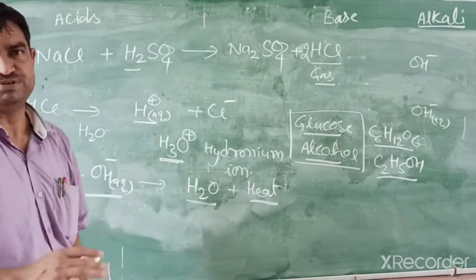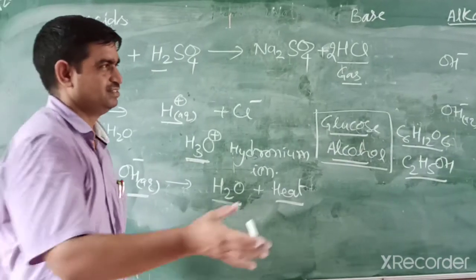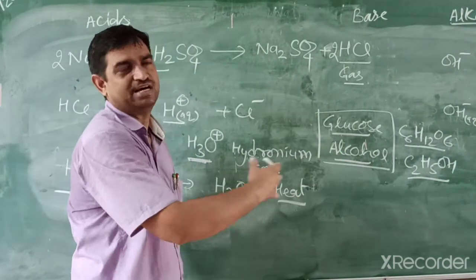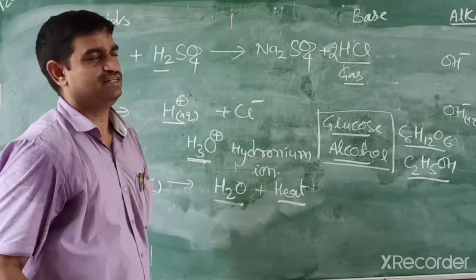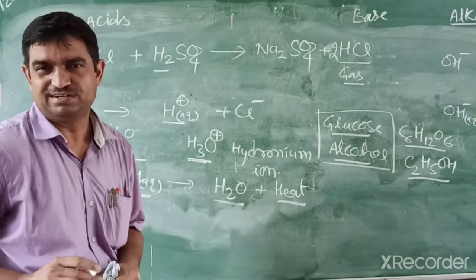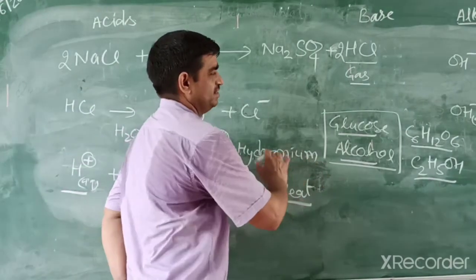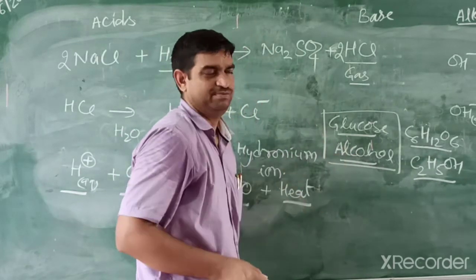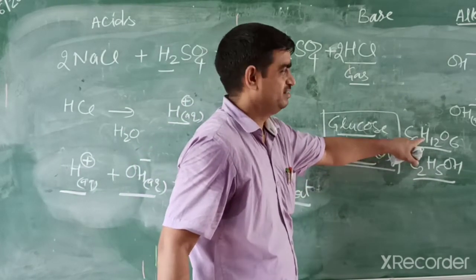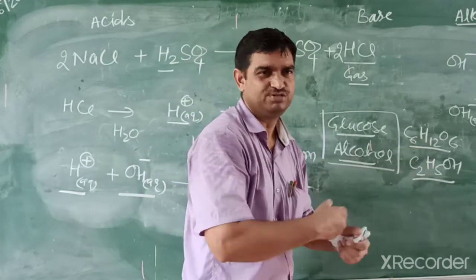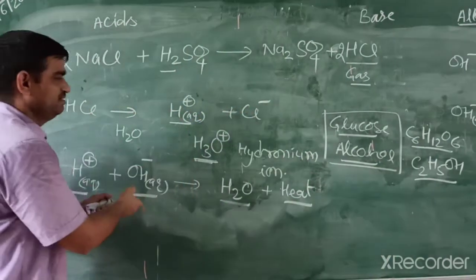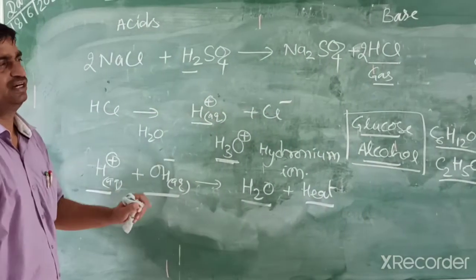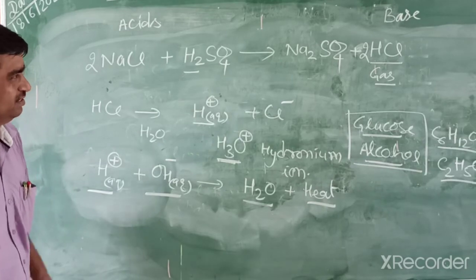If a student is free, a teacher can give any task to that student. But a student who is studying in class is not free like this. Glucose and alcohol are covalently bonded, and that hydrogen is not free to move. But in acids, these ions are free, so they can pass current easily.